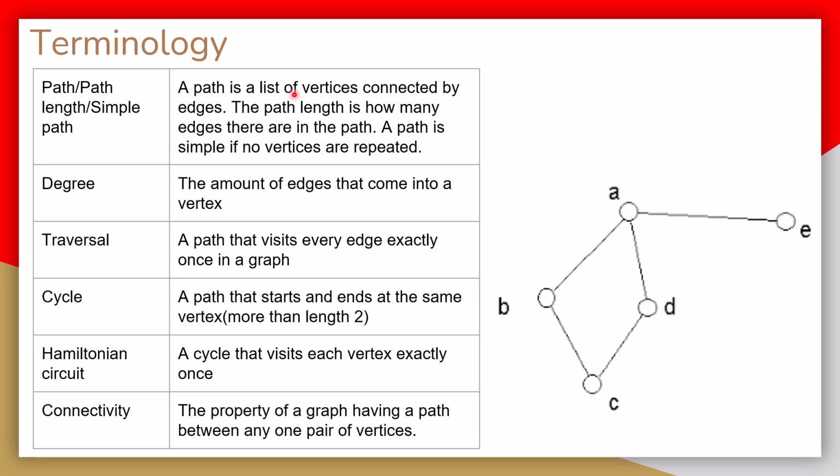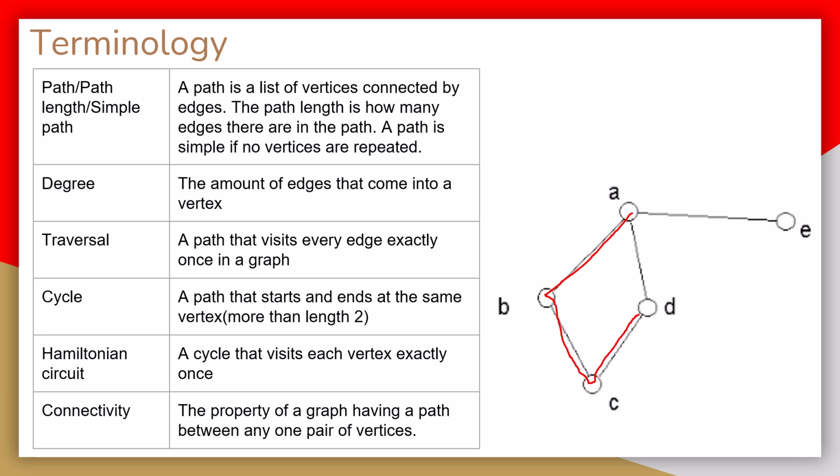So now let's get started with some terminology. First of all, path, path length, simple path, they're all sort of the same thing. A path is just a list of vertices that are connected by edges. In the previous slide, when I showed you A, B, C, D, it was a path. The path length is how many edges there are in the path. So this is 1, A to B, and then B to C is 2, and then C to D is 3. So the path ABCD is of path length 3.